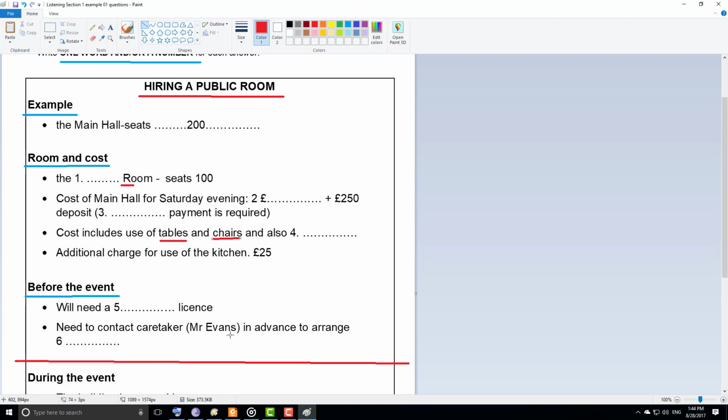So for number 6, we see here Mr. Evans, the caretaker. You need to arrange. This one also is too hard to try to predict what it could be, because it could honestly be anything.